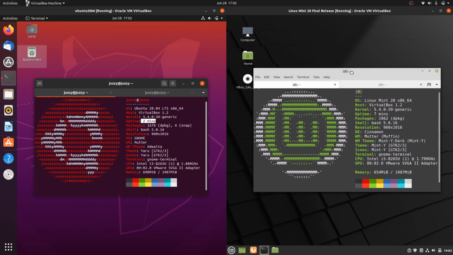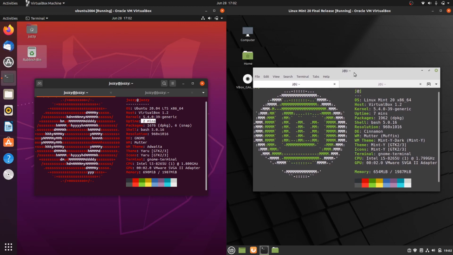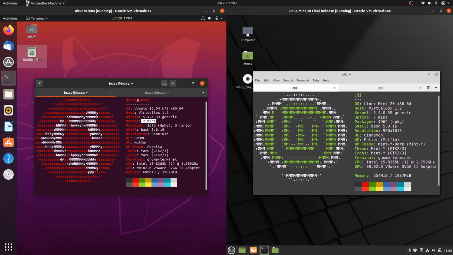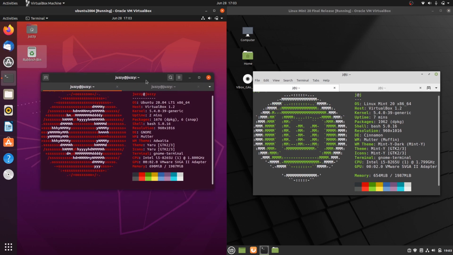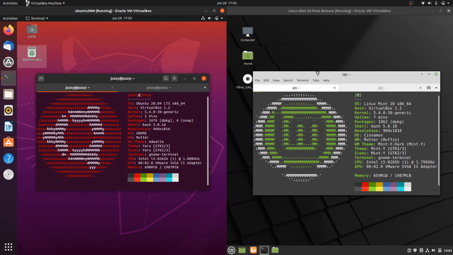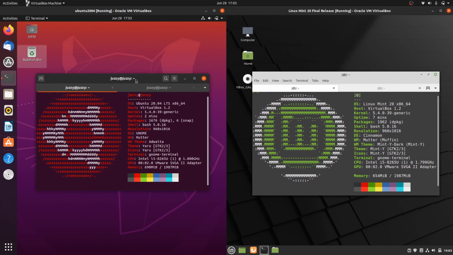Now that Linux Mint 20, the official release, is out, as we can see here on the right, Linux Mint 20, and on the left you can also see Ubuntu 20.04, also the latest release. For this video, a bit of a hardware resource usage comparison between the two, due to the latest pop out of the release for Linux Mint 20.